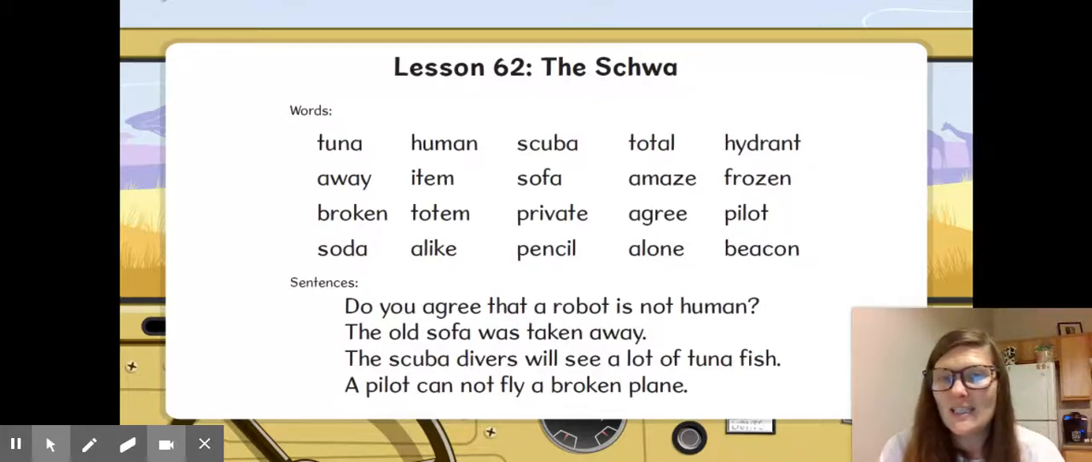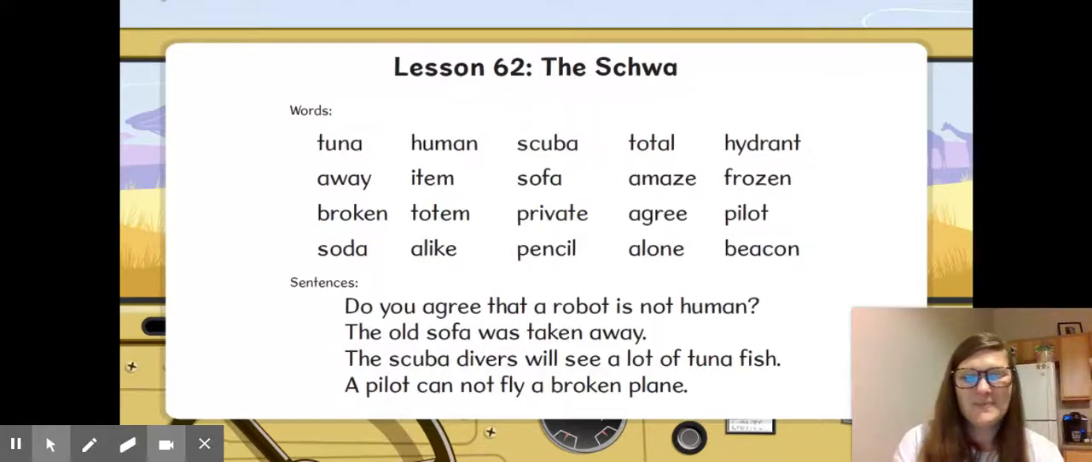Okay, let's read the sentences. You echo me. Do you agree that a robot is not human? Okay, a robot is not what? Human. What does it mean to agree? It's the opposite of disagree. Good. The old sofa was taken away. How would you describe the sofa? And what happened to the sofa? Good. It was taken away.